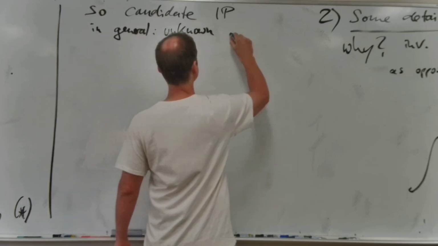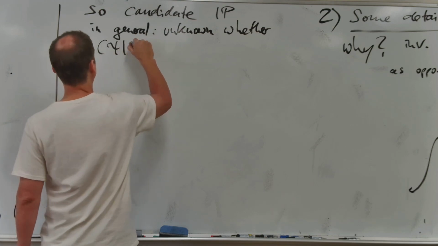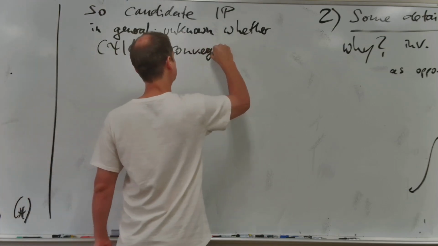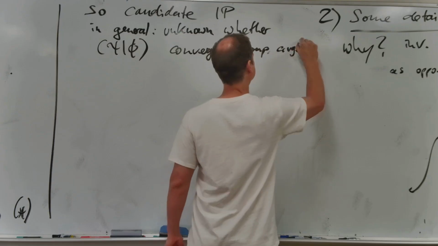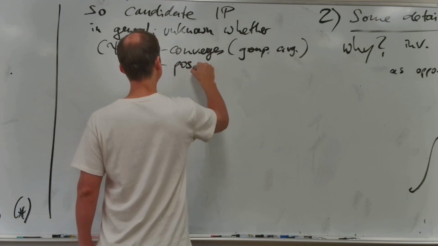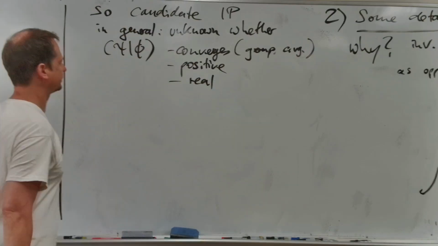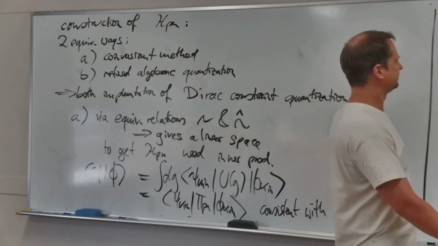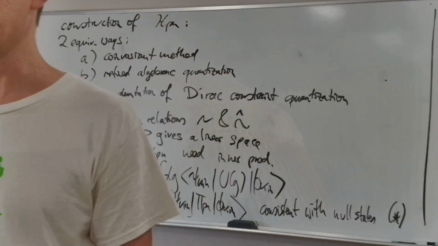So in general, it's unknown whether the group average converges, whether it's positive, and whether it satisfies reality conditions. By positive I mean that if I take ψ, then ⟨ψ, ψ⟩ is greater or equal to 0, and it is strictly positive if ψ is not a null state.